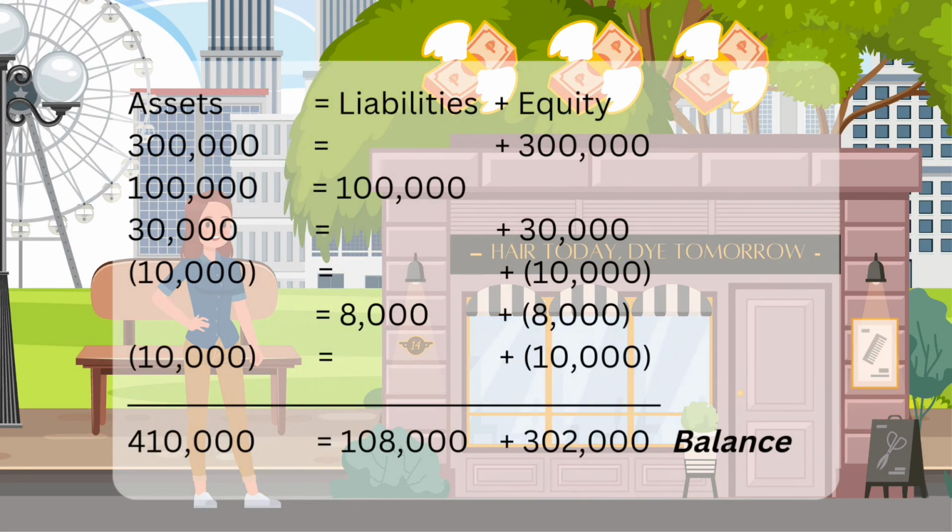At the end of the month, here is the summary of Miss Ing's transactions. To sum up, at the end of the month, Here Today, Die Tomorrow Salon has 410,000 pesos assets and 108,000 liabilities and 302,000 equity, a total of 410,000, which is the same amount as the assets. This is how the accounting equation works.